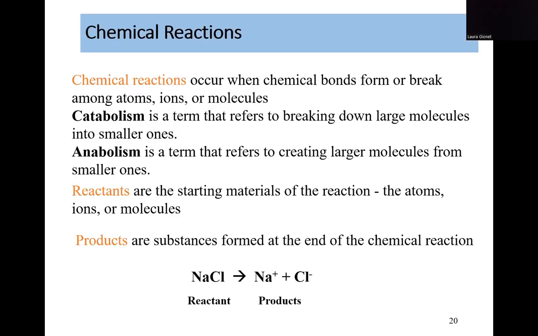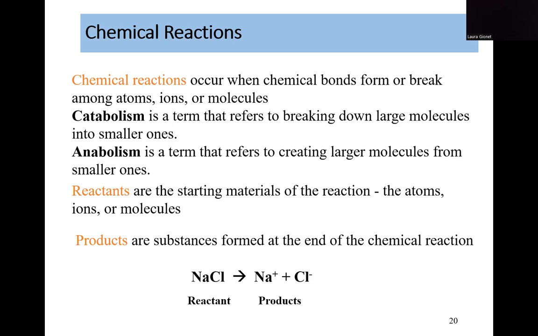Okay. Chemical reactions. Chemical reactions occur when chemical bonds form or break between atoms or ions in different molecules. Catabolism is a term that refers to breaking down large molecules into smaller ones. And anabolism is a term that refers to creating larger molecules from smaller ones by linking these smaller ones together. So we'll look at an example of catabolism, which will be hydrolysis, and anabolism will be dehydration synthesis.